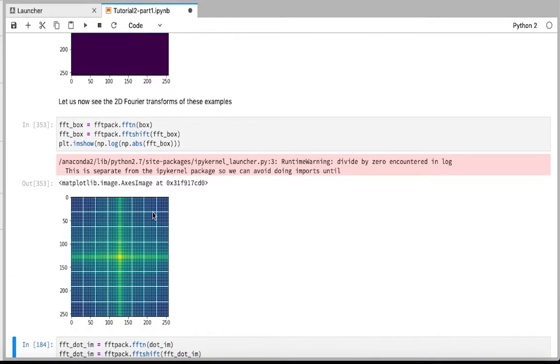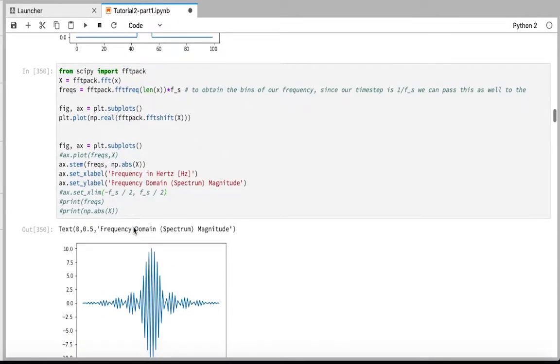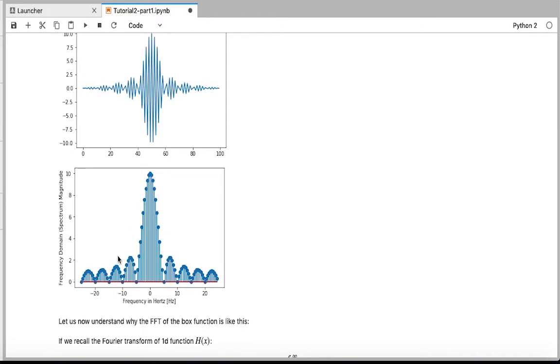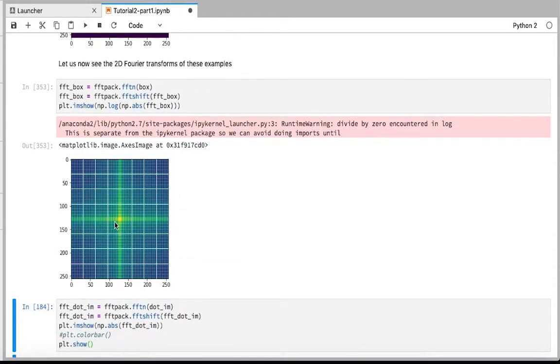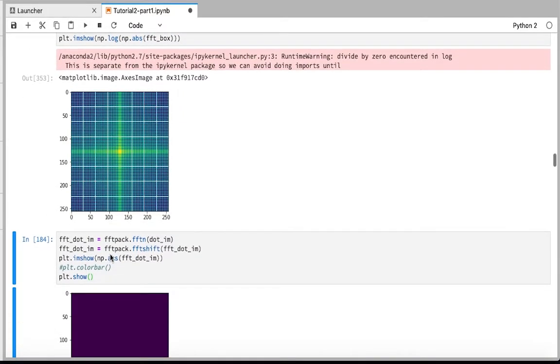If you see the sinc here, it has a peak and then it dampens. It's the same here, except that it happens in both directions, right?